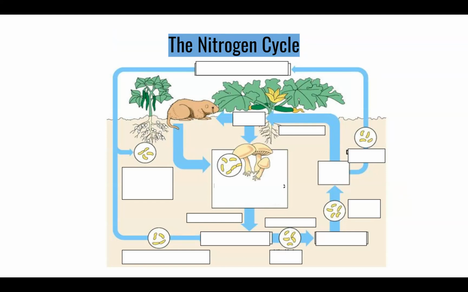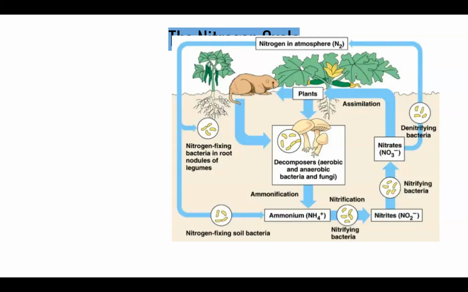All right. Here's our nitrogen cycle. Are we ready? All right. So up here at the top, we have nitrogen in the atmosphere. That is as nitrogen gas, or N2. So up at the top, you're going to write nitrogen in the atmosphere, or N2.